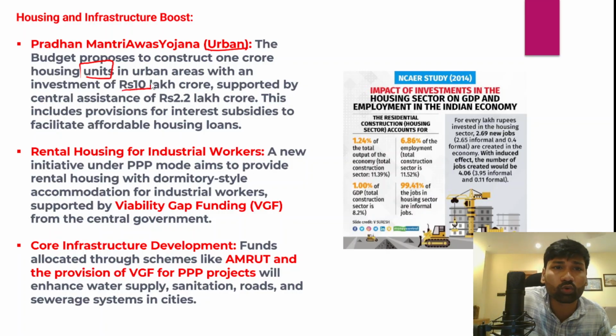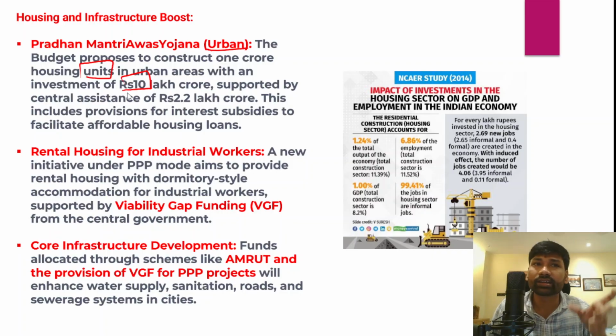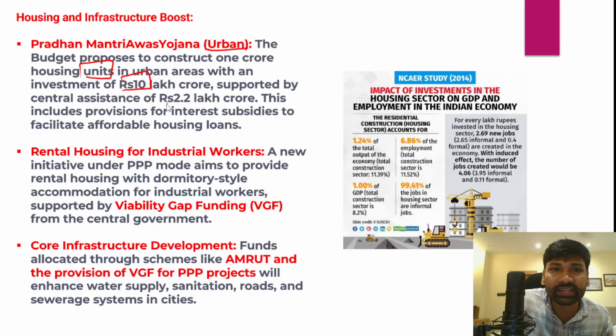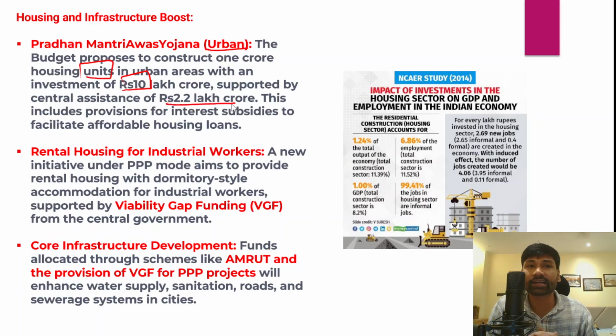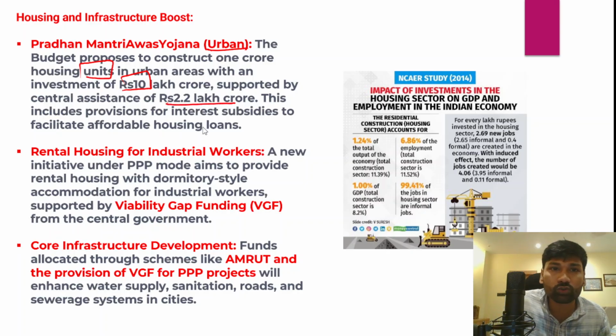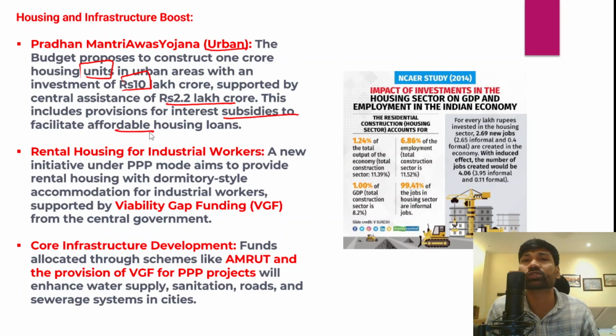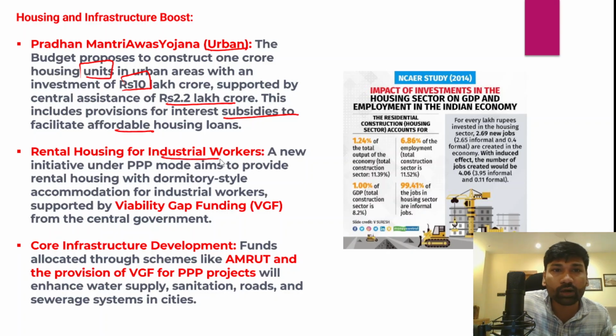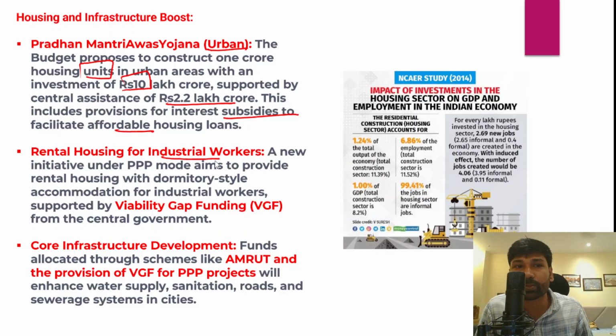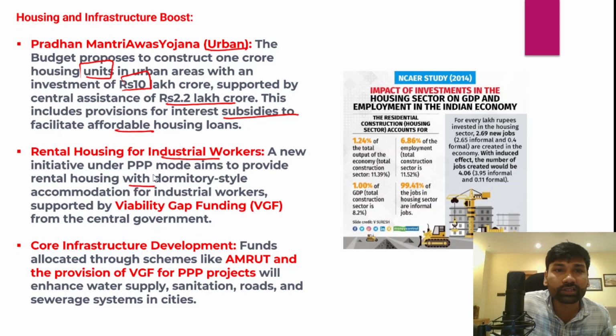investment of 10 lakh crore will be constructed, and the central government will also provide an assistance of 2.2 lakh crore. This also includes provisions for interest subsidies to facilitate affordable housing loans for the people. Apart from that, we need to talk about rental housing for industrial workers, right? A new PPP model would be developed, which would aim to provide rental housing with dormitory style accommodation for the industrial workers.